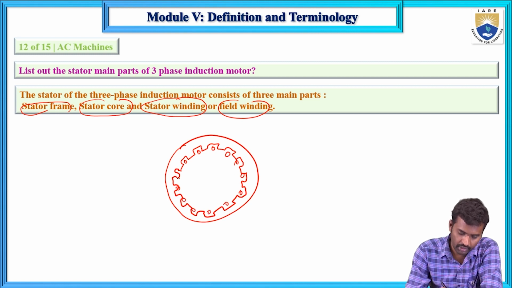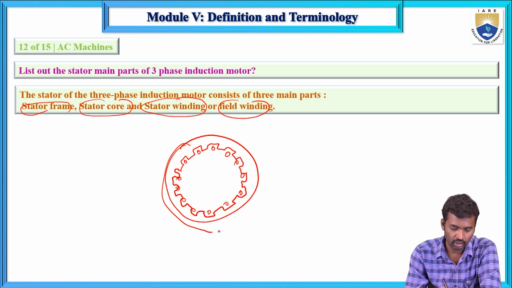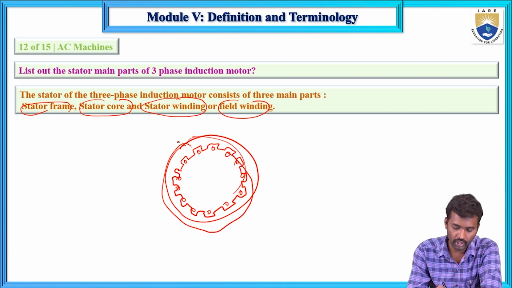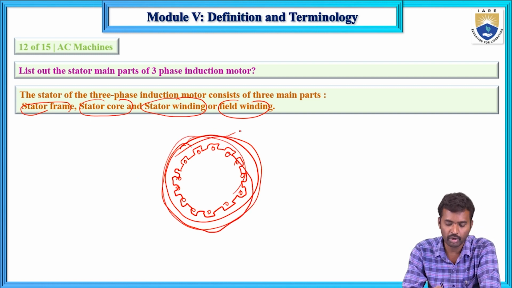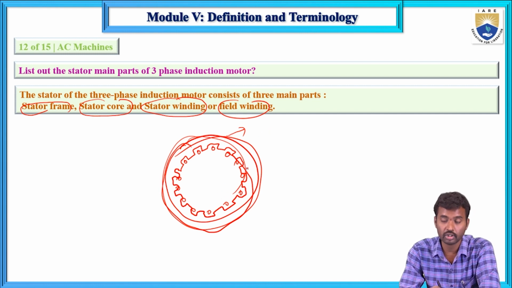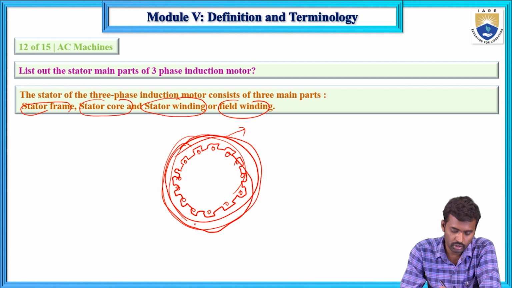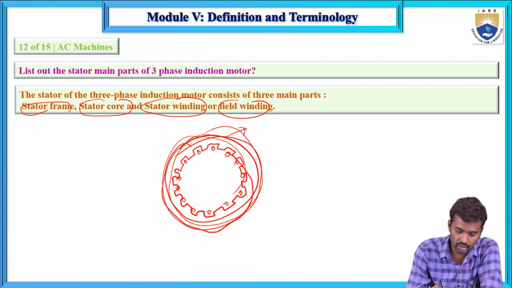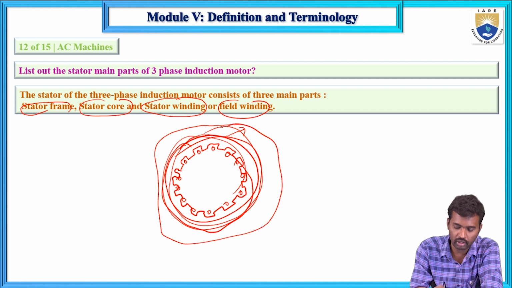These are the stator windings. Now this is the stator core, and the stator frame. The frame is made of cast iron, and the stator winding is made of copper. The stator core is made of silicon steel. This construction is known as the stator of the induction motor.